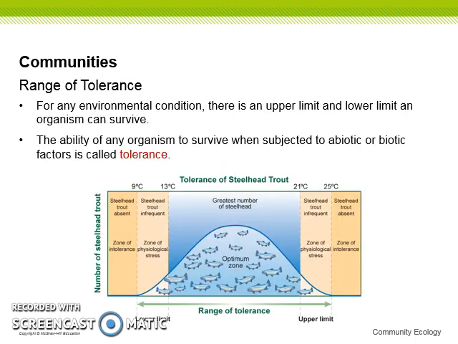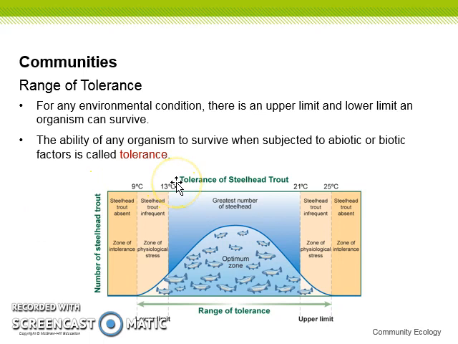For the purpose of your notes, write down range of tolerance and continue to write the next two bullet points. For any environmental condition, there is an upper limit and a lower limit an organism can survive. The ability of an organism to survive when subjected to abiotic, non-living, or biotic, living factors is called tolerance.